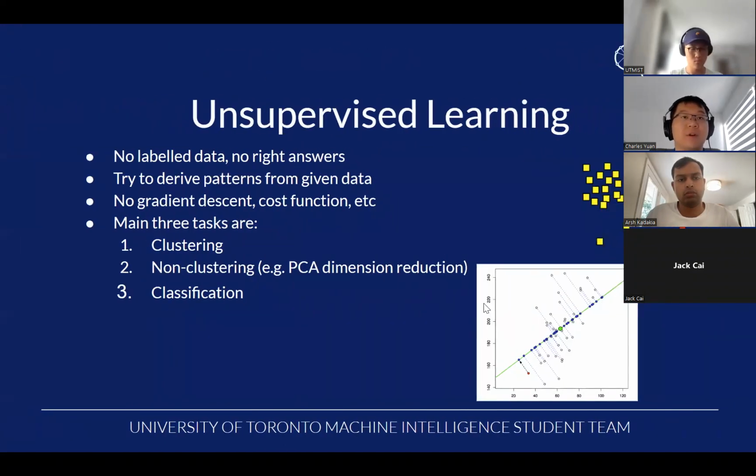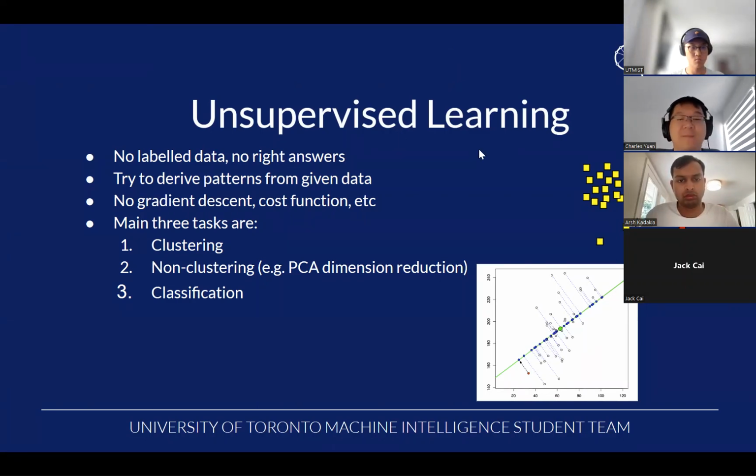So the second category of machine learning algorithms is unsupervised learning. For unsupervised learning, the data is unlabeled, meaning the algorithm is given no right answers to compare its work to, essentially. Rather, the algorithm is just given a set of data and told, all right, good luck, figure it out.